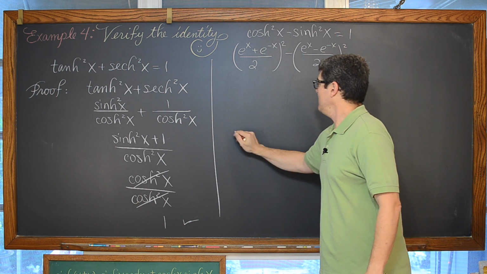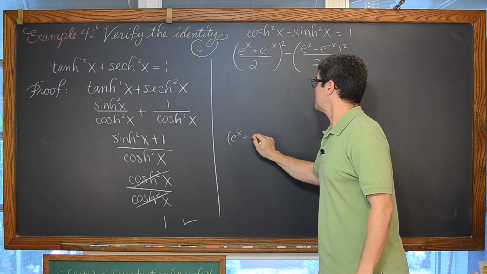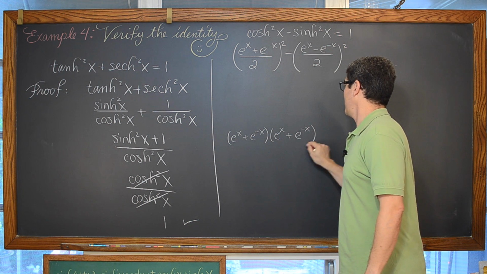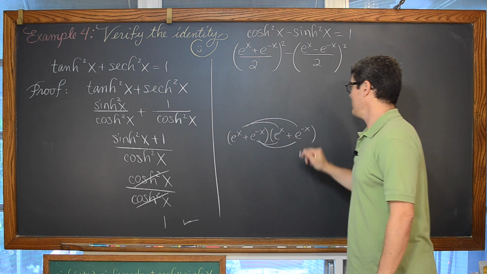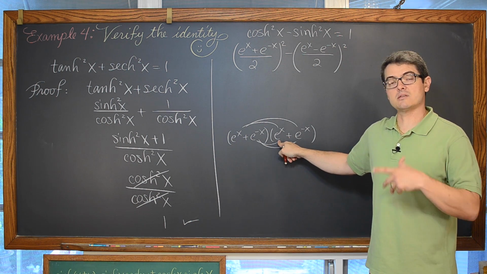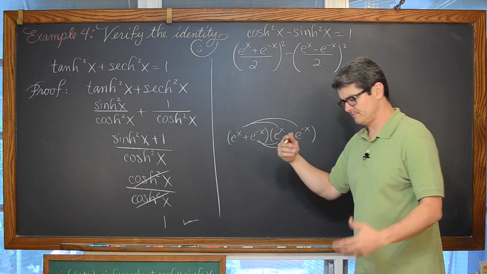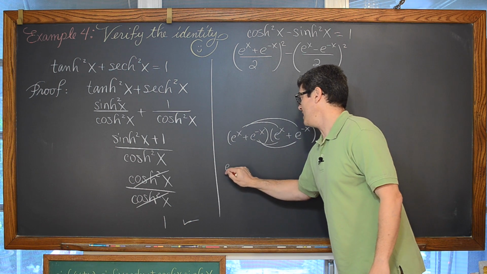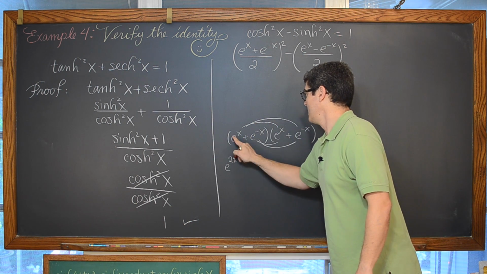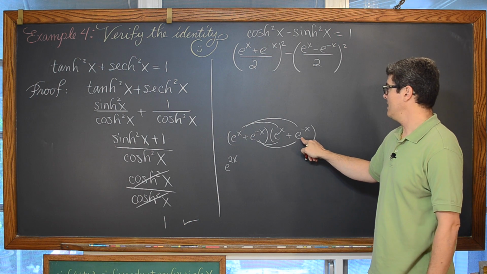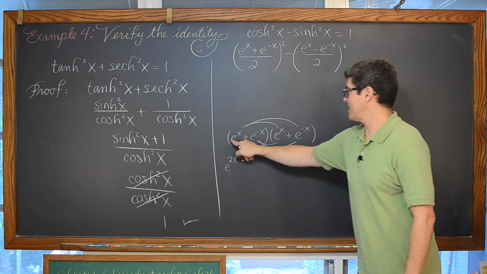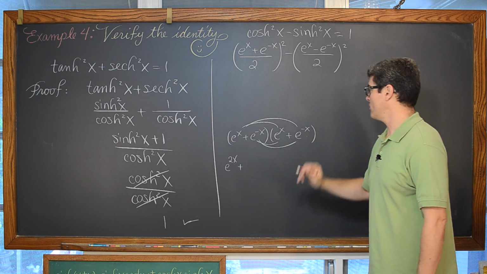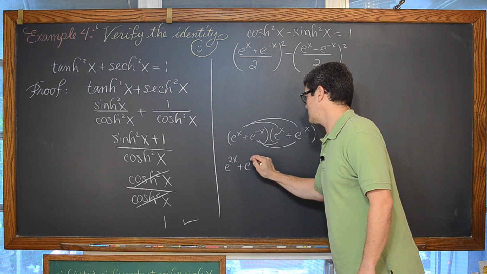We have e to the x plus e to the negative x times e to the x plus e to the negative x, and distributing these two binomials together, we have e to the x times e to the x. Anytime you multiply like bases, you add those exponents. So we have e to the x plus x, which is 2x. We have e to the x times e to the negative x, and anytime again you multiply like bases, you add the exponents, and 1 plus negative 1 is 0, so we have plus e to the 0.